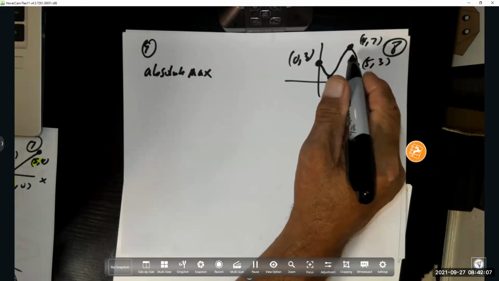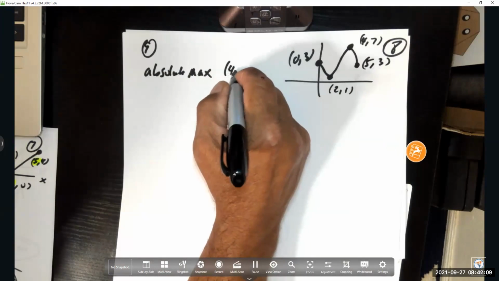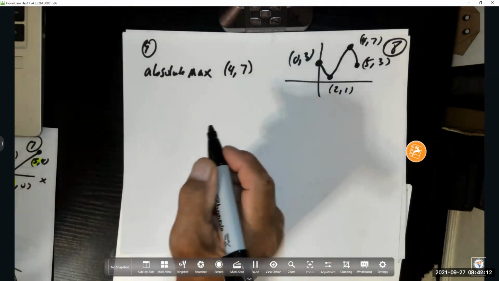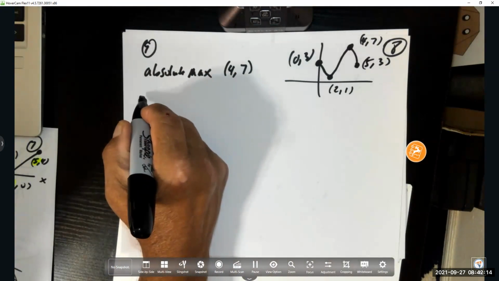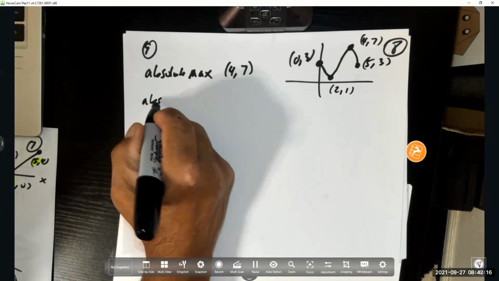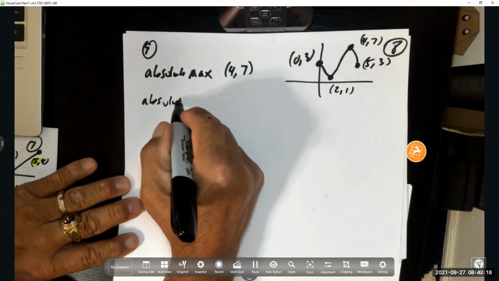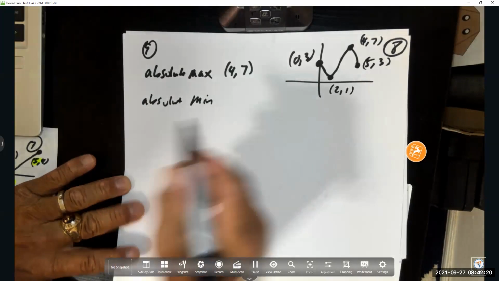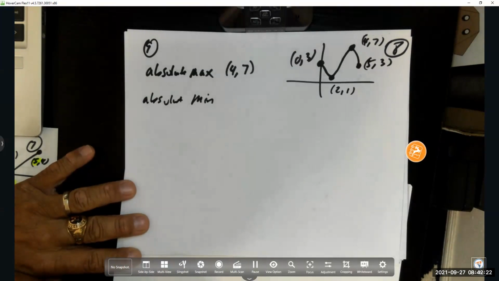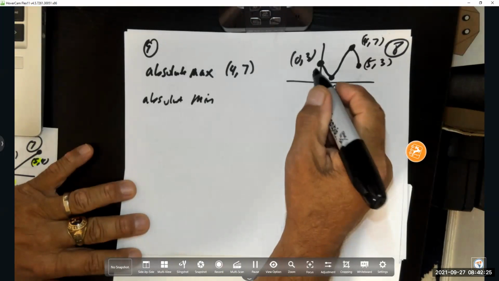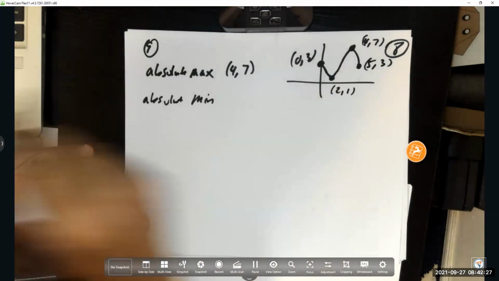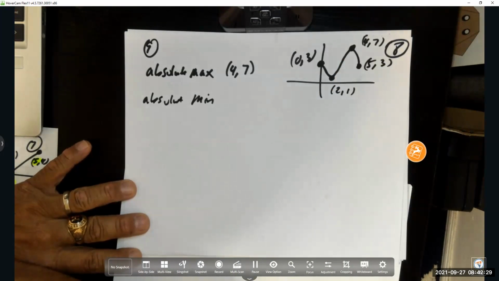4, 7. Yes, 4 and 7. And the other question they're going to ask you is for the absolute min, the lowest dot in the whole place. What's the lowest dot? Is it this one or this one or that one or that one? 2, 1. 2, 1 is the lowest one.